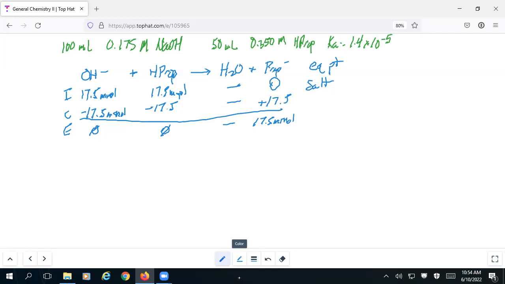So 2 things we need to do before we can even set up anything else. First, we need to turn that millimoles into a concentration. The way that we do that is by dividing it by the total volume. Millimoles divided by milliliters will give you molarity, because the millis will basically cancel each other out. If the millis cancel out, it's moles over liters. We know that as molarity.